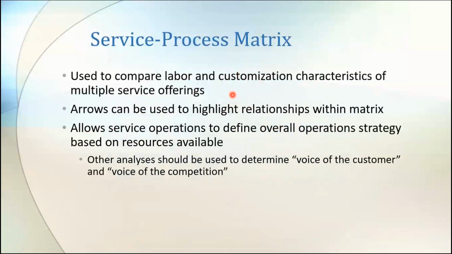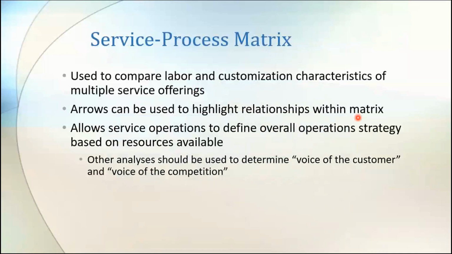And sometimes you'll see arrows used to highlight relationships within a matrix. For instance, let's say fast food. I think this is actually in an example I'm going to show you in a minute. So let's say you have fast food. You may have it in one section of your service process matrix, but then you may have high-end fast food. You may have different types of fast food, like Mexican.